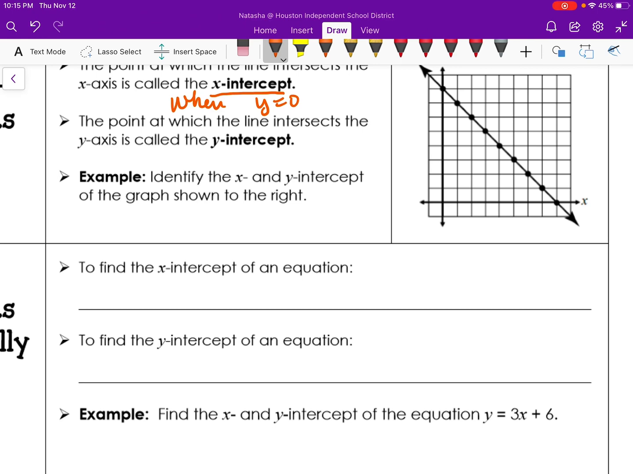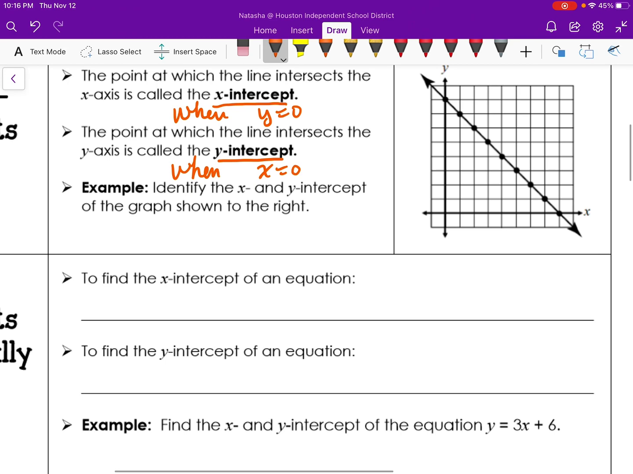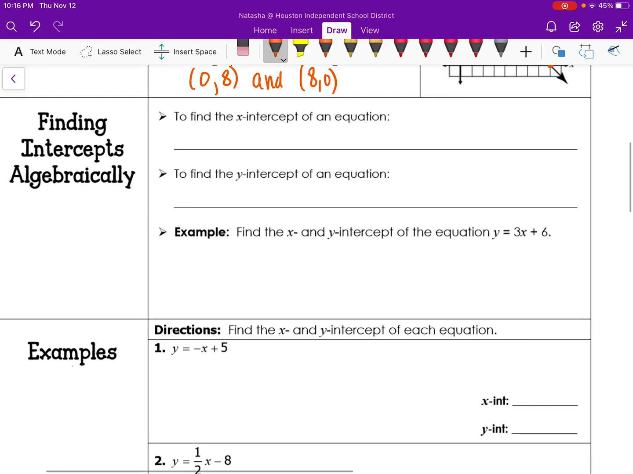Anyways, moving on. So the point at which the line intersects the y-axis, that's called the Y-intercept. And that is the opposite, so that is when x is equal to 0. Okay? Now, I'm going to identify those on the graph here given to us to the right. The y-intercept, that's when x is equal to 0. And if I count up from the origin, that's 8 units. So that's going to be not x8, that's going to be 0, 8. And then it's going to be 8, 0. Okay? These are going to be my intercepts.